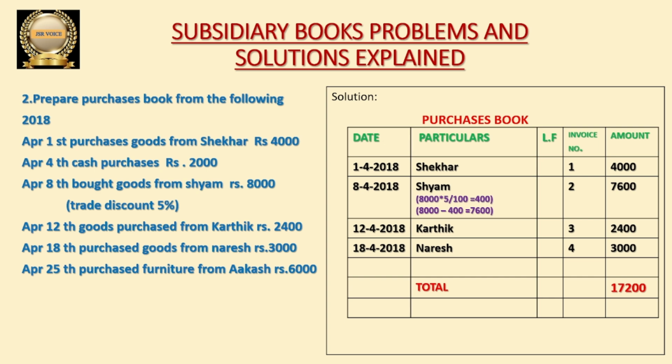And that is trade discount. 400 is trade discount. We should deduct it from the total amount. Then whatever amount we get, that will be recorded in the amount column. 8,000 minus 400 is equal to 7,600.